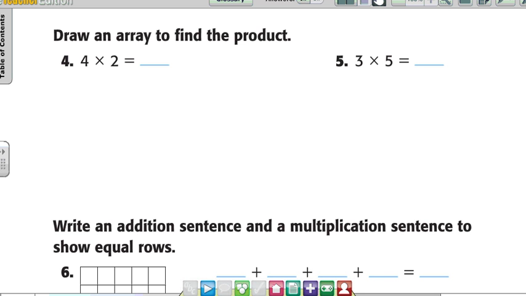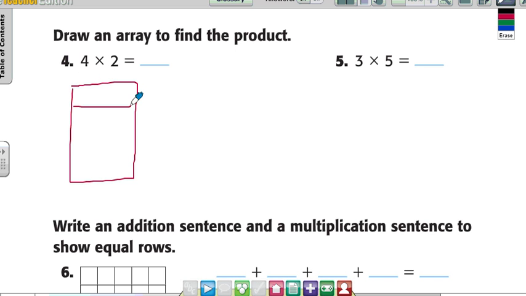So number 4, how many rows do I need? 4. So it says to draw the array. So let's draw the array then. 4, right? 1, 2, 3, and 4. And how many in each row? 2. I'm just going to draw one line down the middle. And that could tell me how many do I have altogether? 8. Because I could count. 1, 2, 3, 4, 5, 6, 7, 8.